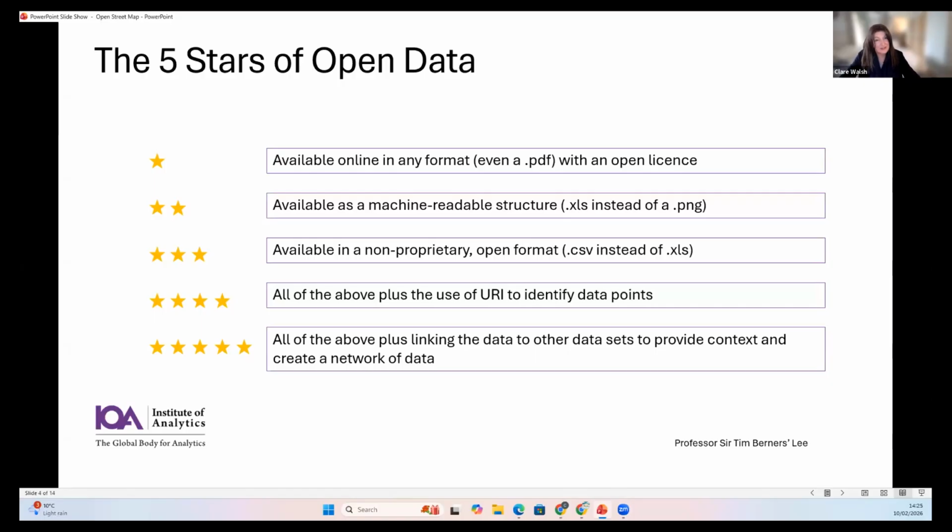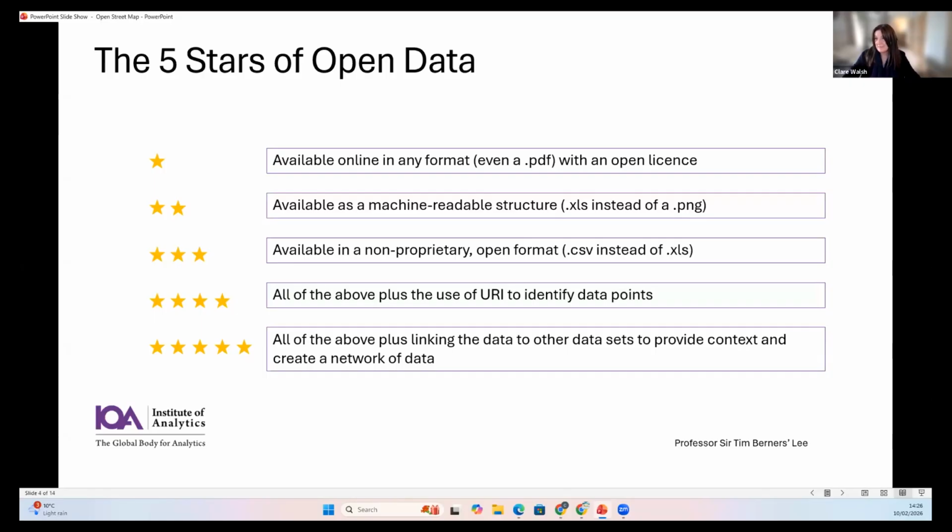Whereas we would like it to be free to everybody. And so a CSV file would be preferable, and that's why you often see files shared as CSV, because they're non-proprietary. And then once we get into 4 and 5-star, this is where we're in OpenStreetMap territory.